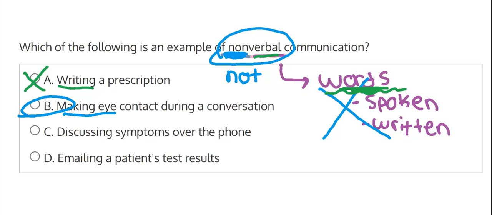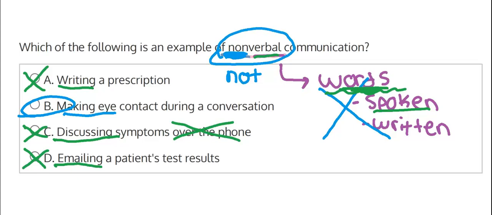Option C says discussing symptoms over the phone. So the over the phone part here doesn't even matter for this. We just see discussing. So discussing means spoken words, which we know is verbal and not nonverbal. So we can eliminate option C. And then option D says emailing a patient's test results. But really we just have to see the emailing part. That is a written verbal communication. Therefore, we can eliminate it.